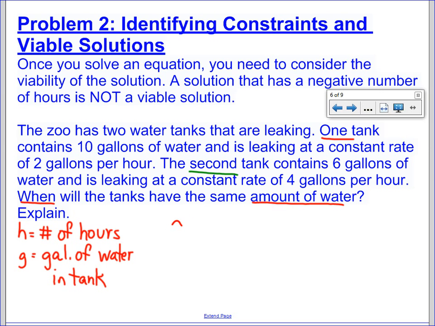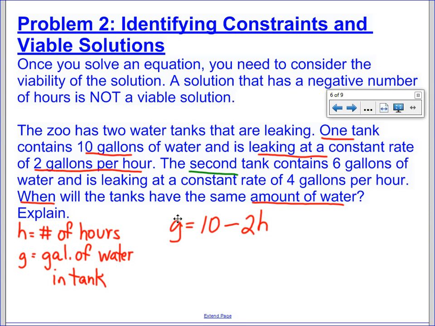All right, here we go. G equals. We're told that it contains 10 gallons of water, and it's leaking, meaning that it's losing, so I'm going to subtract at the rate of 2 gallons per hour. So that would be 2 times the number of hours, H.